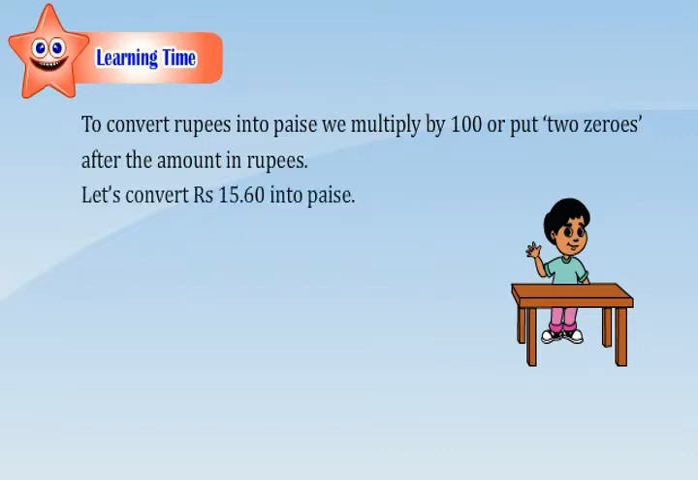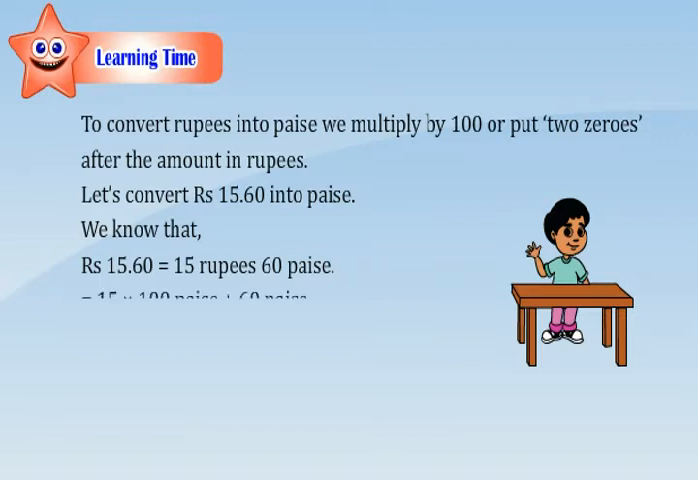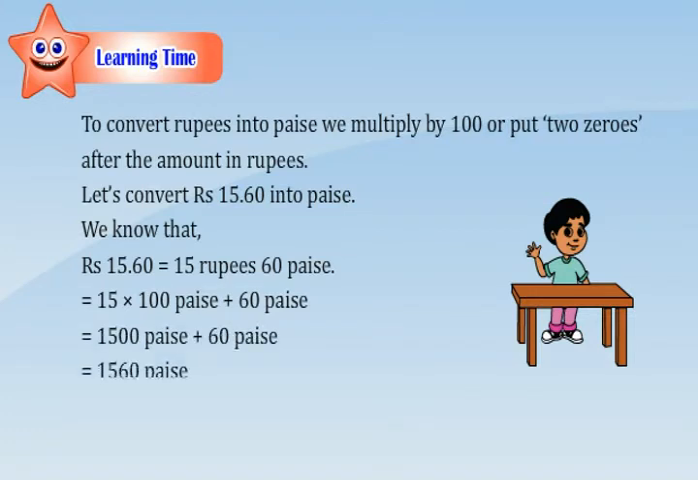Let's convert ₹15.60 into paise. We know that ₹15.60 is equal to 15 rupees 60 paise, 15 into 100 paise plus 60 paise. 1500 paise plus 60 paise is equal to 1560 paise.